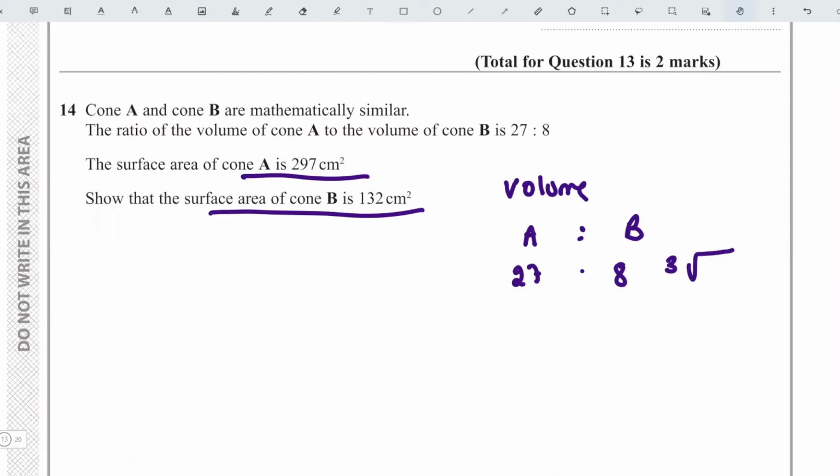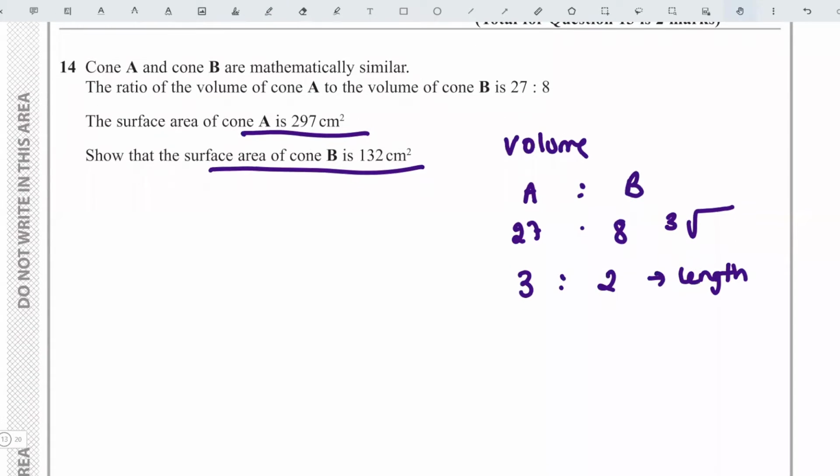So cube root of 27 is 3. Cube root of 8 is 2. That's just for length. Now for surface area, I can obviously square them. So if I square 3 is 9, square 2 is 4. That is for area.